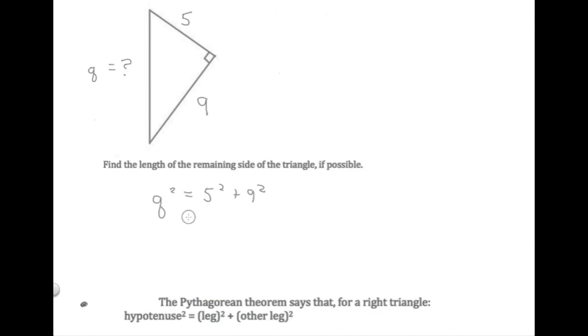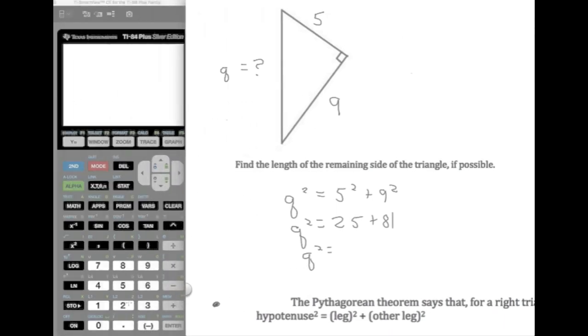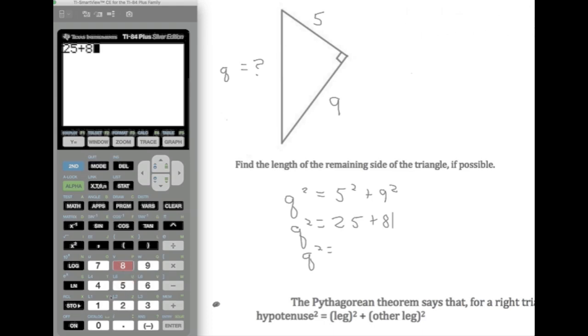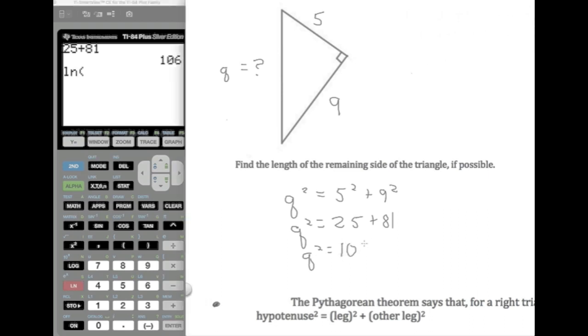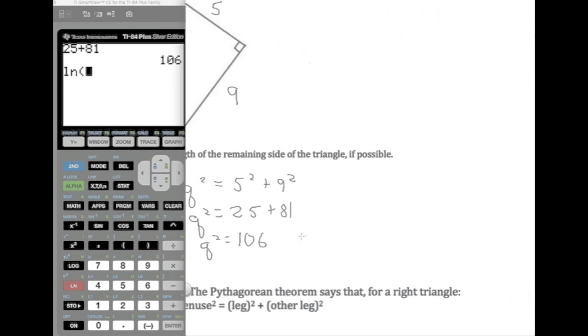Okay, we could do this step by step, but instead I'll just do this in one step. I guess I'll break it into a couple different steps. So q squared here, that's 25 plus 81. That gives us 106. And then we need to take the square root of both sides.